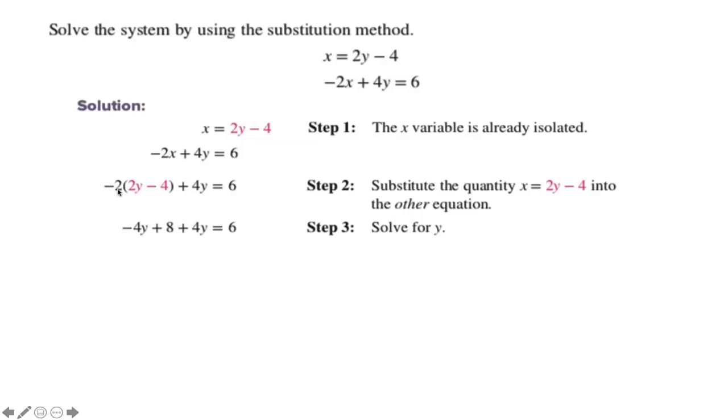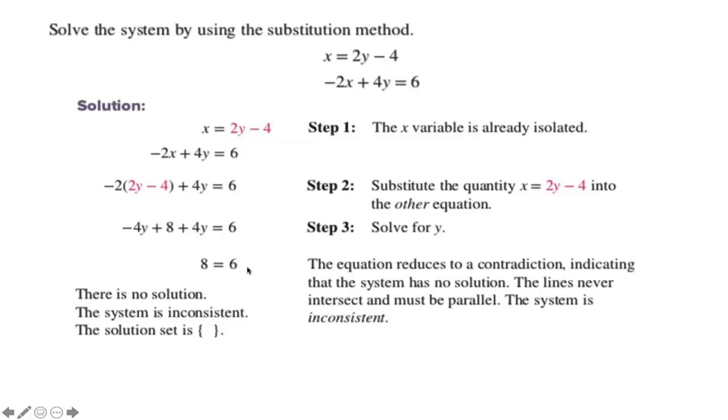Then when I isolate, again, distribute this, make sure you're careful. This is a common mistake, to not distribute. So -2 times 4y, and then plus 8, combine like terms. And notice that when we do that, we get 8 is equal to 6. This is a contradiction. So that says that the original system has no solution, and it is inconsistent. So that means that these two lines are parallel. They don't intersect. Therefore, there's no solution.